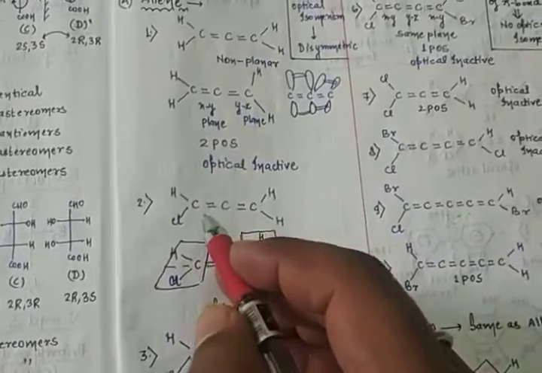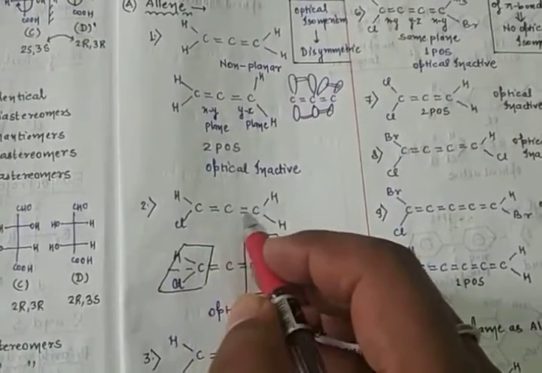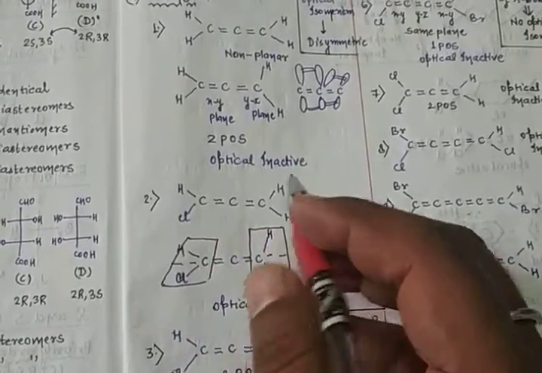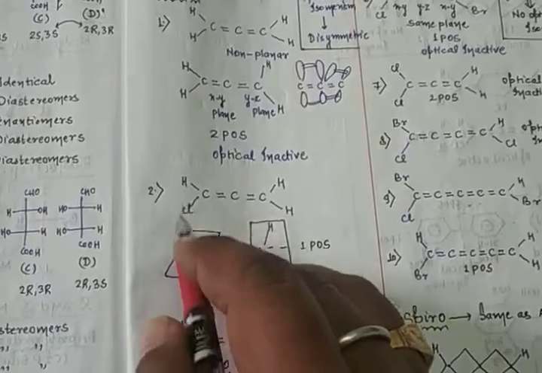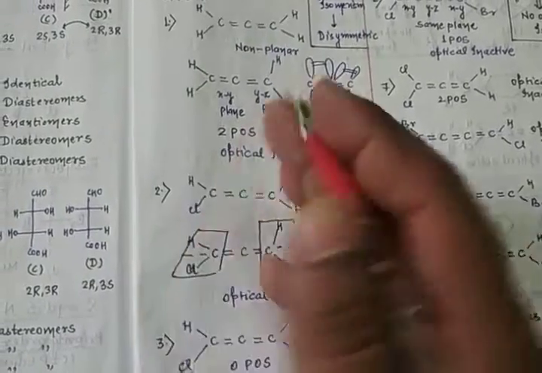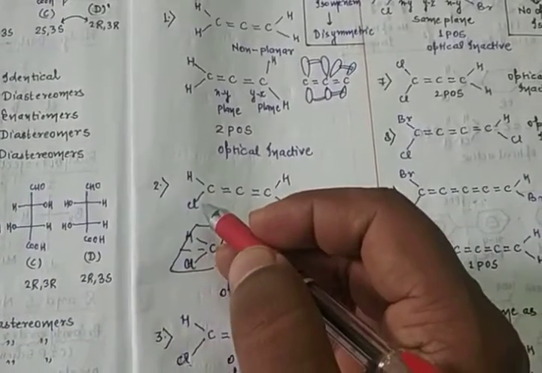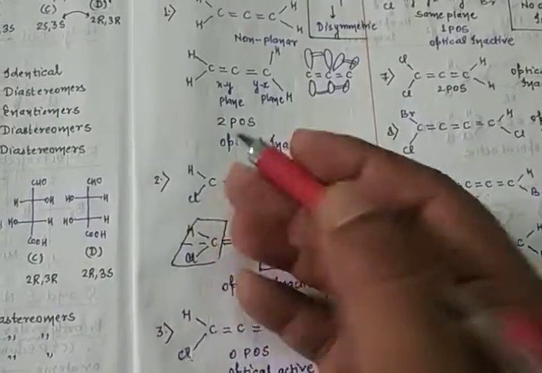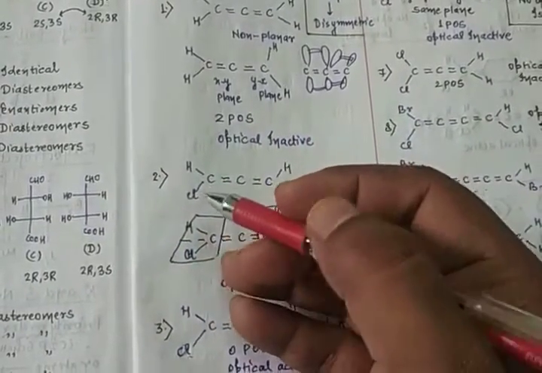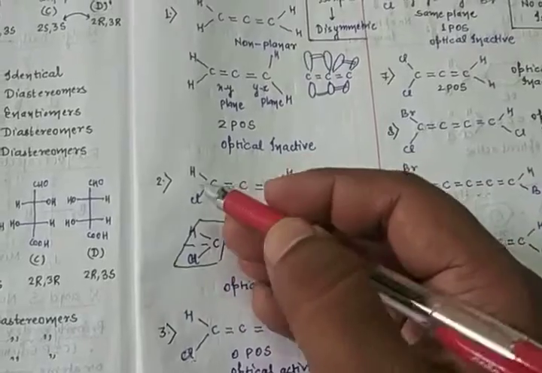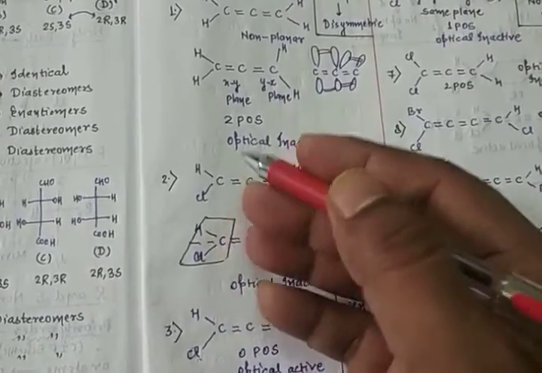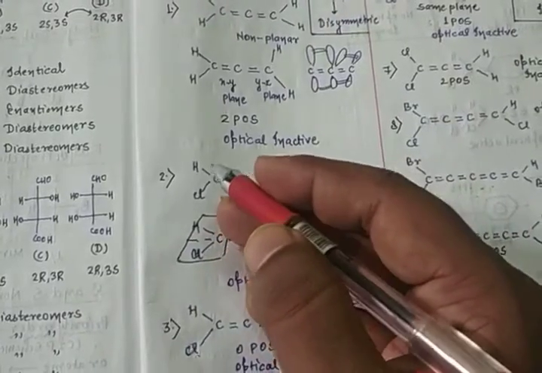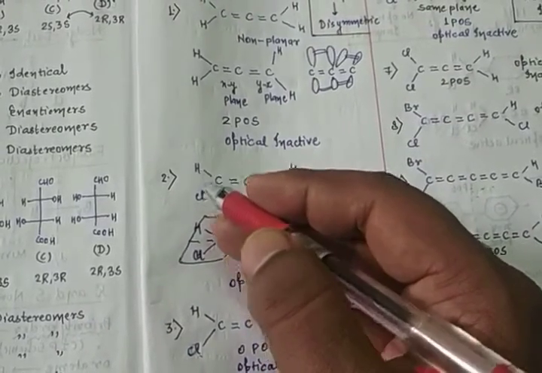Now check, again there are two double bonds, an even number of double bonds. So first you check, you cut from that side, this is the xy plane, so there is no similar group. The top side is hydrogen and the back side is chlorine. This is a wedge or this is a dash, depending upon the structure. Suppose this is a wedge line and this is a dash line.